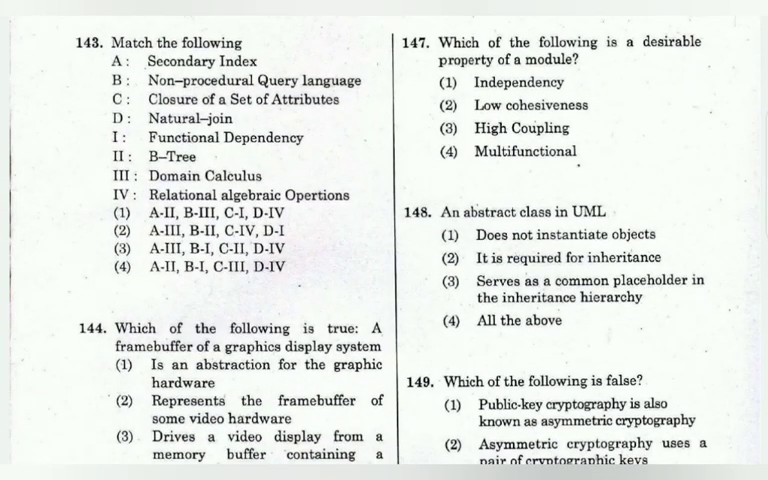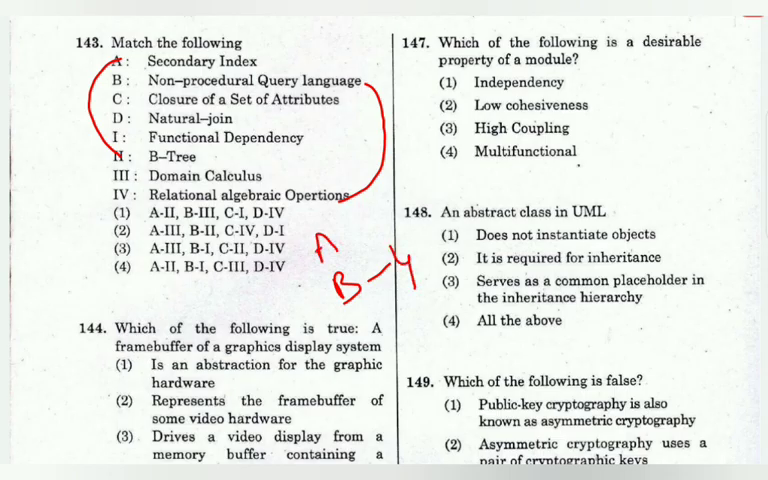The next one, match the following options here. So this question is asked from the database management system. So here the secondary index matches the B tree. So B trees are commonly used for indexing in the databases. So A 2, and then non-procedural query language. So non-procedural query language maps to option 3, that is relational algebra. So in option 4, relational algebra. So for B, it is 4.